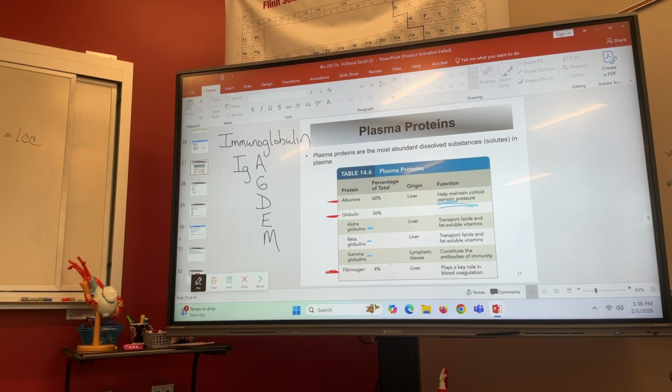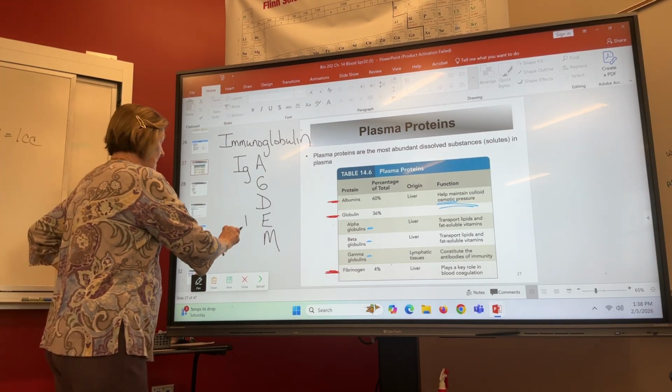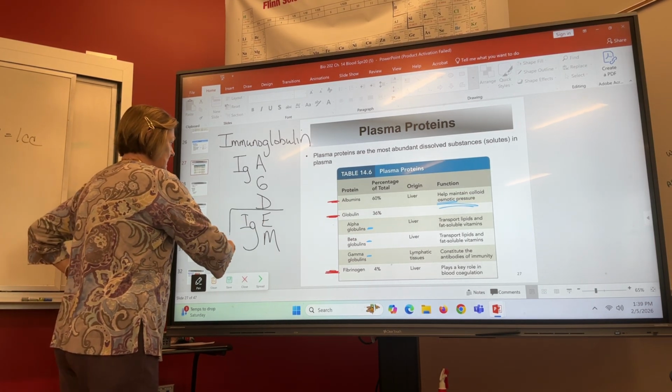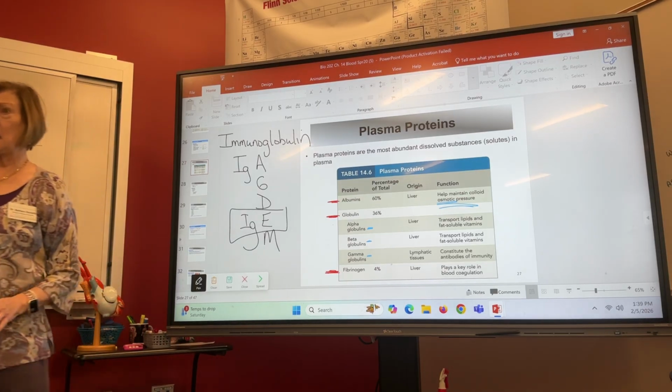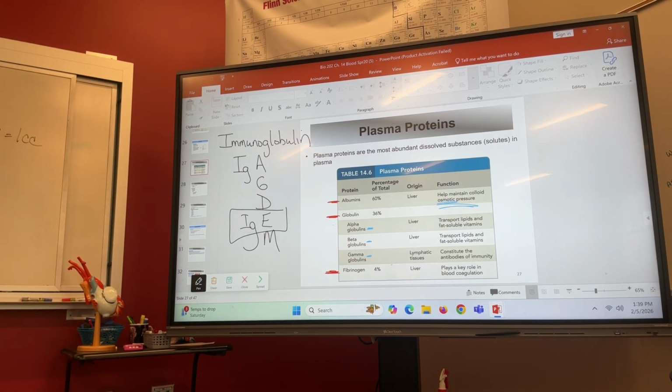Ig stands for immunoglobulin. Who remembers, and I just mentioned it, I don't know if y'all wrote it or not, which immunoglobulin will be elevated in an allergic reaction? I think I said it in class. IgE. IgE will be off the charts.